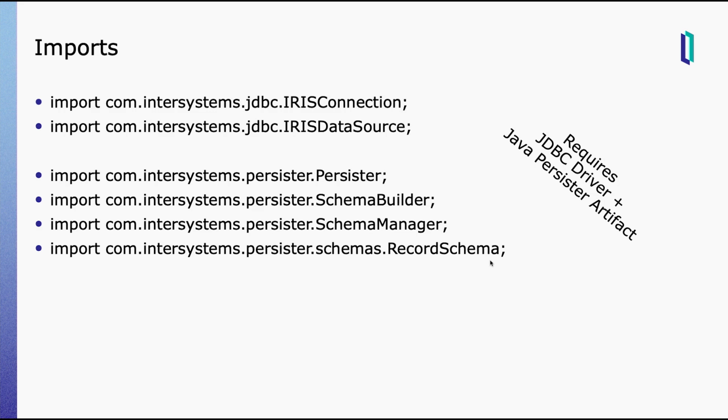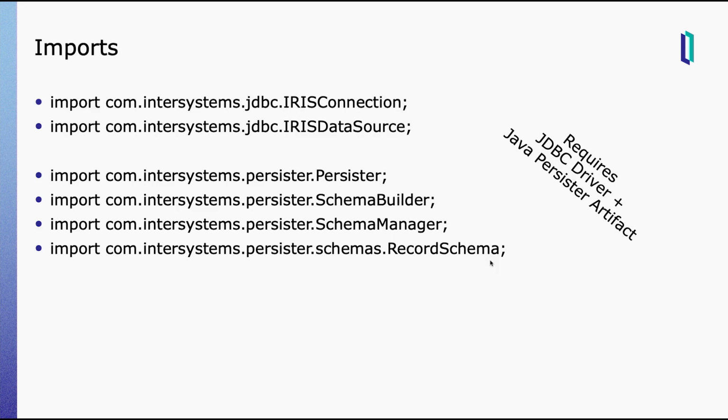So here you can see the imports that you need, 2 from the JDBC package that comes from the JDBC driver, the Iris connection, the Iris data source that's needed to create the connection to the server. And then the main class that we care about is the Persister in the Persister package. That's the one package which actually includes everything that you need in order to work with your Persister. And the 2 main classes you're going to work with are Persister and SchemaBuilder.